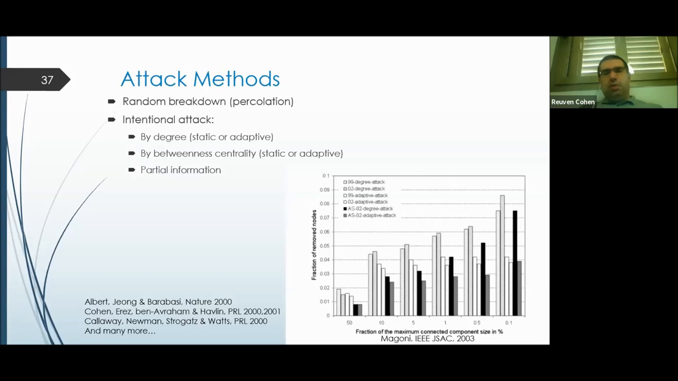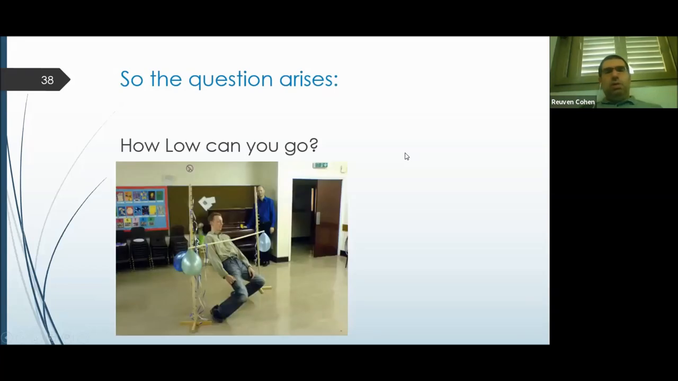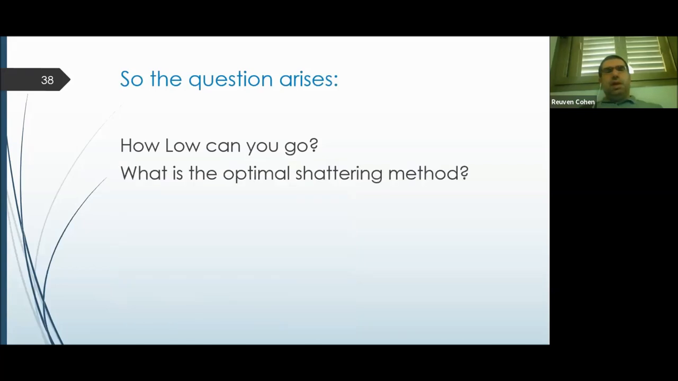And you can see here some comparison of different attack methods. However, we can ask, if we are very smart, how well can we do? Can we do much better than these strategies? We can ask, how low can we go? How small can be the fraction of nodes that we remove in order to break the network into small pieces? And specifically, what is the optimal shattering method?